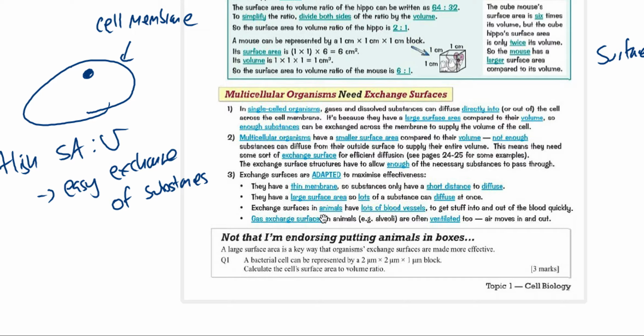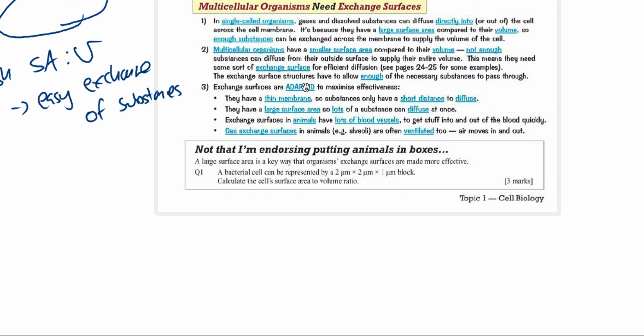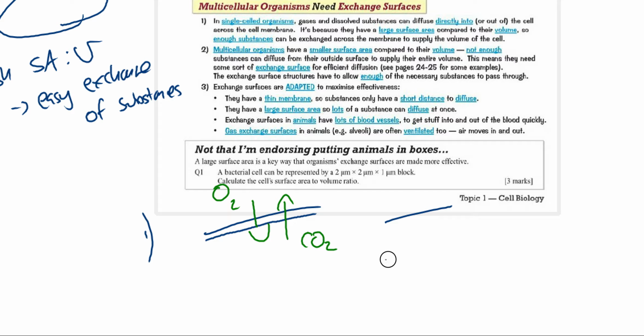The final thing that we have is this idea about adaptations of exchange surfaces. So exchange surfaces want to be thin. Okay, so the first thing, thinness. So this allows a very small distance for, for example, let's say we have oxygen and CO2 to diffuse across. If it was large, then you would have a problem because it would take time for things to get across. And also the oxygen and CO2 might get stuck, might be passed along. It depends what this is crossing here.